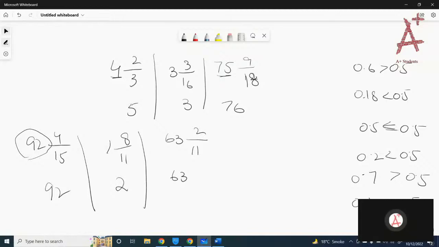Okay, the next one is 2 whole 7 by 19. So 7 by 19 equals 0.3 and 0.3 is less than 0.5. That means you have to round on the same whole number. So it would be rounded to 2. Got it? So you can complete the test by yourself later today.